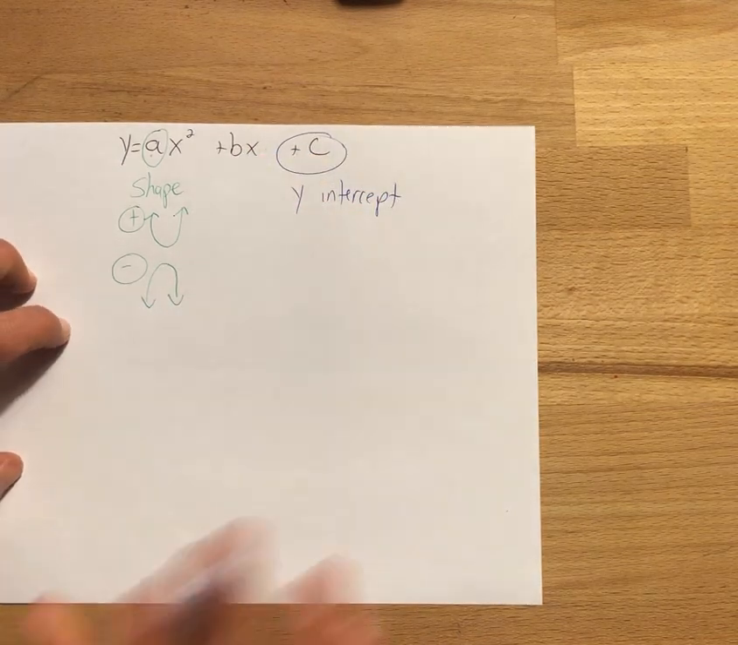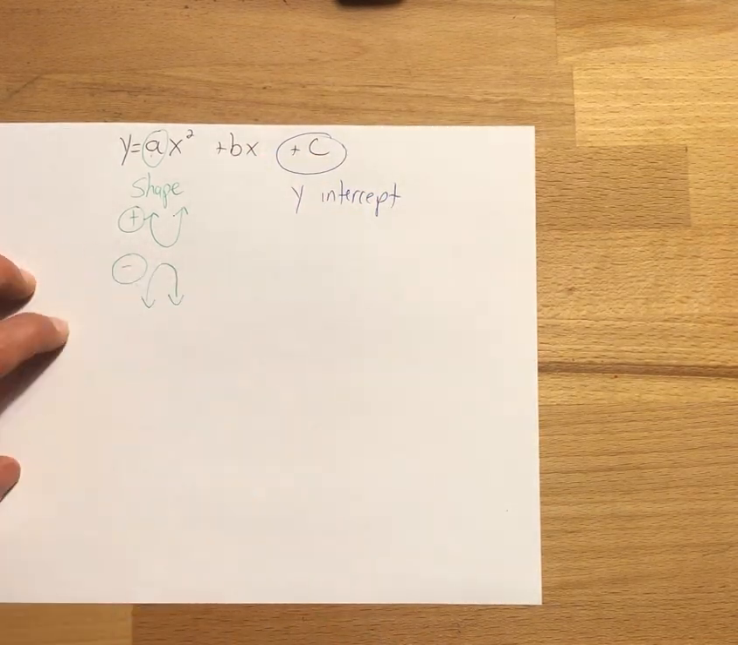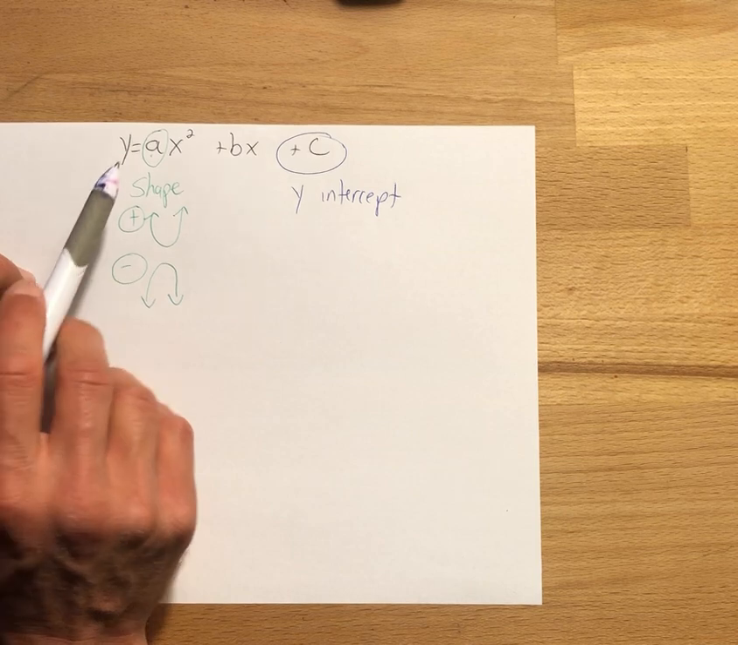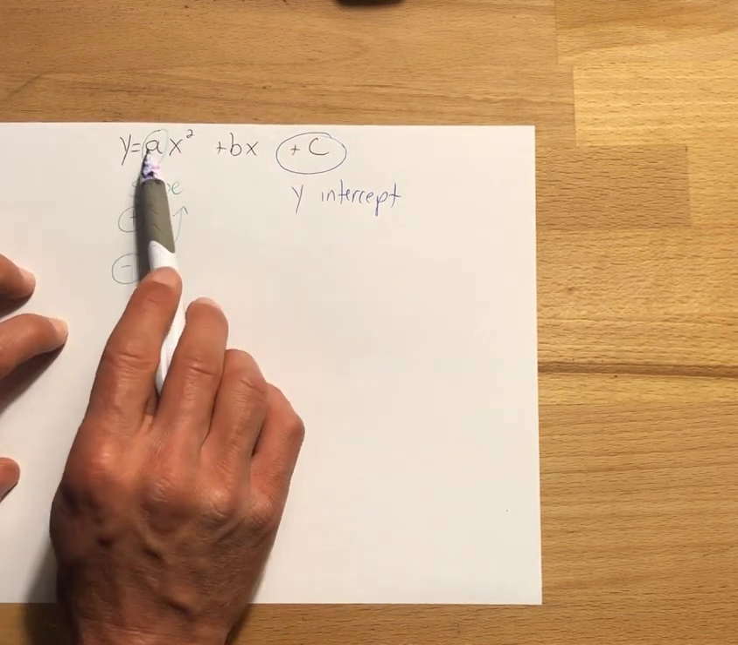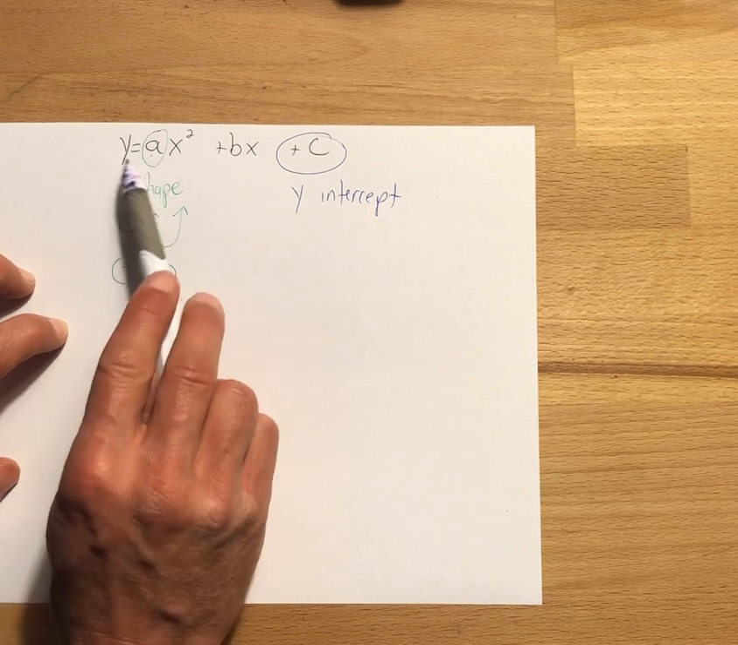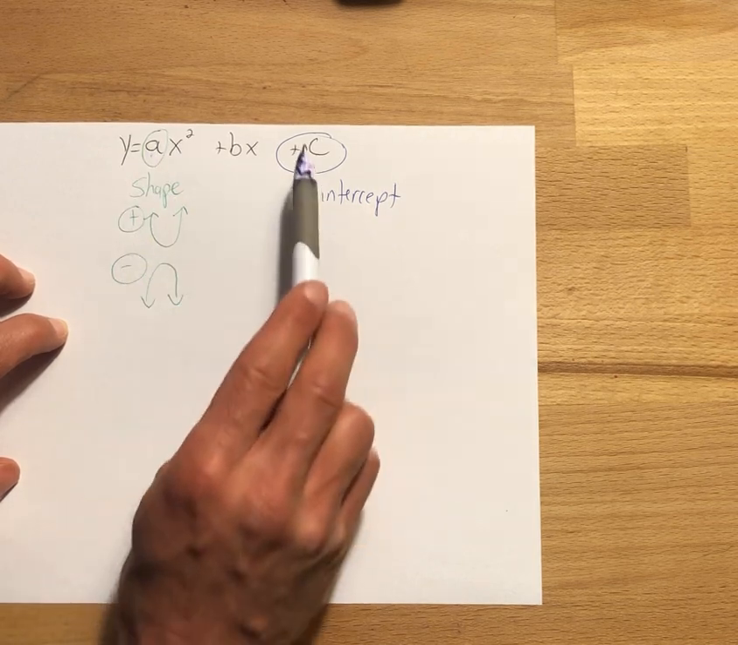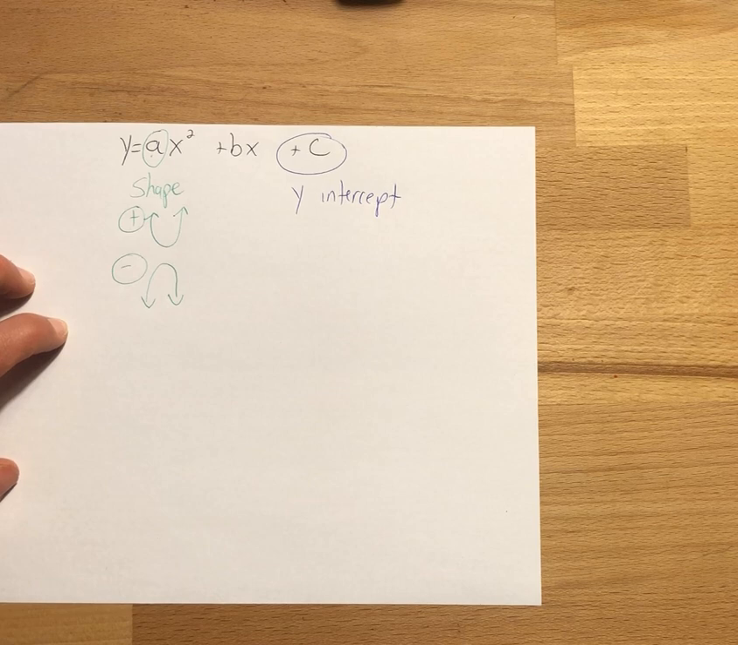Your b plays a role in a little bit, but right off the bat, you should know when you look at a quadratic whether your shape opens up or opens down. Because if this is a positive, it opens up. If it's a negative, it opens down. And what your y-intercept is.